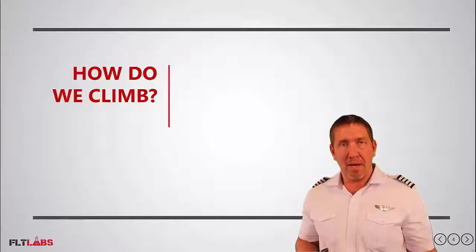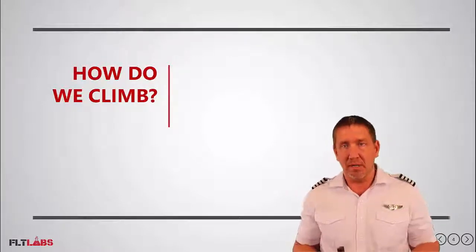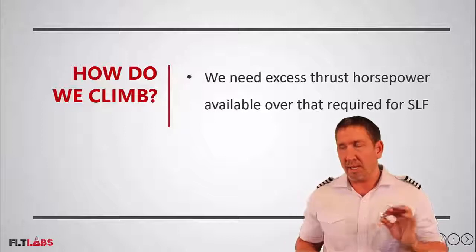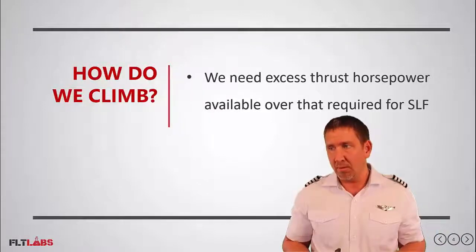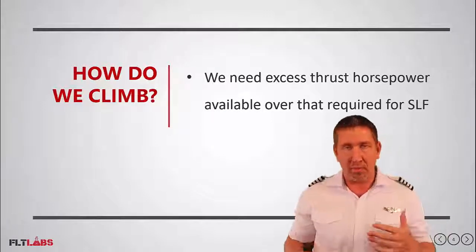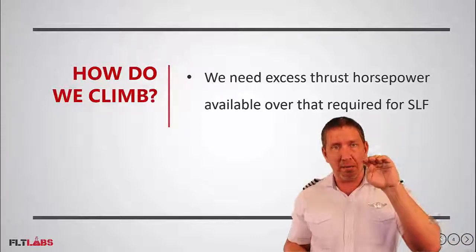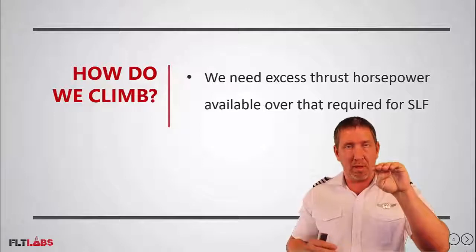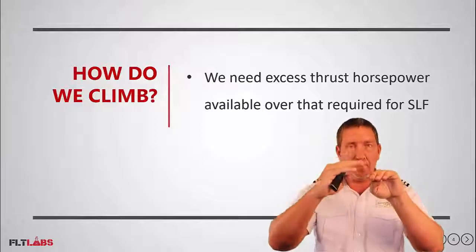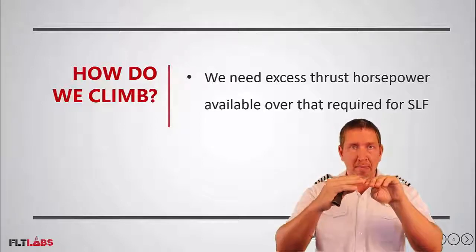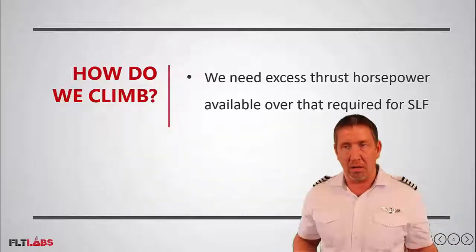Okay, cool, welcome back. Now we're going to get straight into this. How do we climb? So we need excess thrust horsepower available over that required for straight and level flight. That's how we climb. We need a certain amount of power to maintain ourselves in level flight, and then anything we have available in our engine above that, or excess thrust horsepower, that's going to be our ability to climb.